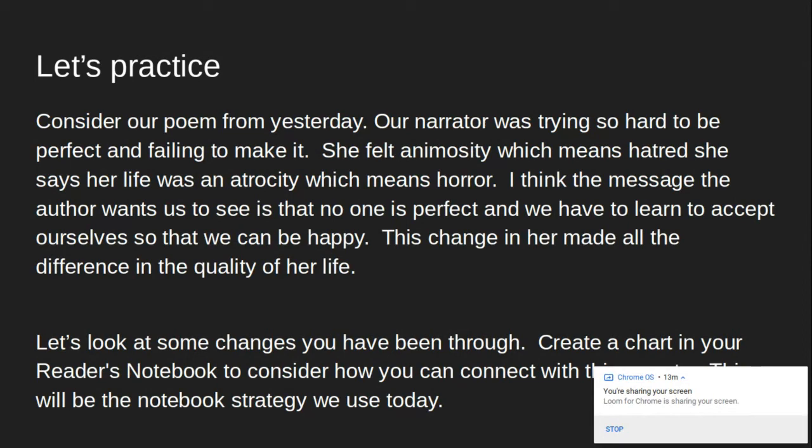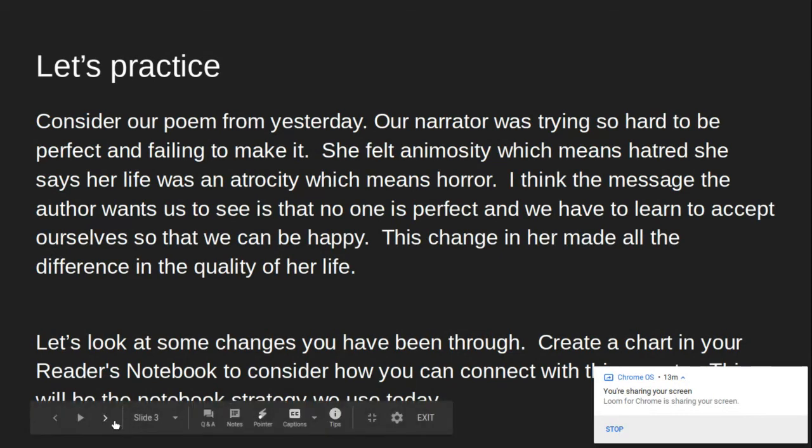So here we're trying to connect with our character. Some of the ways that we told you to annotate was to question your text that you're reading, try to visualize the setting and your characters and what's going on in your story. Try to predict what they might do next based on their actions and the things that they say and do. And then try to connect with them in some way. So let's see if you can connect with the character who was in Imperfect Me in the poem that we read yesterday. Let's look at some changes you've been through. Create a chart in your reader's notebook to consider how you can connect this character. This will be your notebook strategy that you use today.